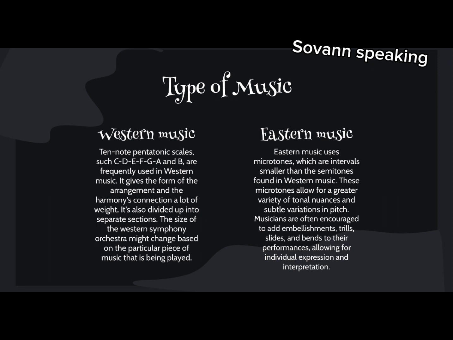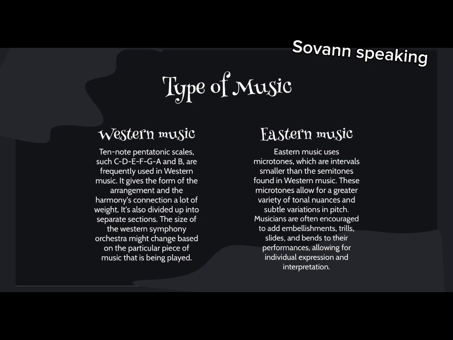Seven-note diatonic scales such as C, D, E, F, G, A, and B are frequently used in Western music. It gives the form of the arrangement and the harmonic connections a lot of weight. It's also divided up into separate sections. The size of the Western symphony orchestra might change based on the particular piece of music that is being played.